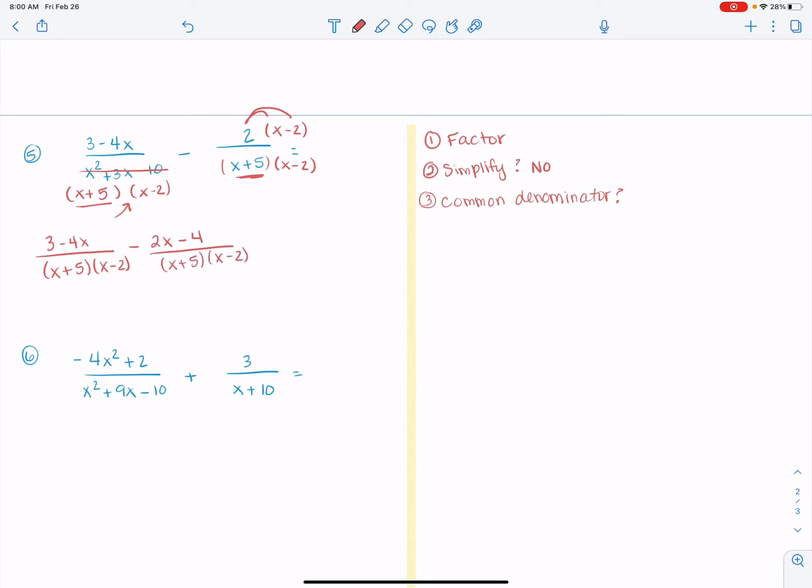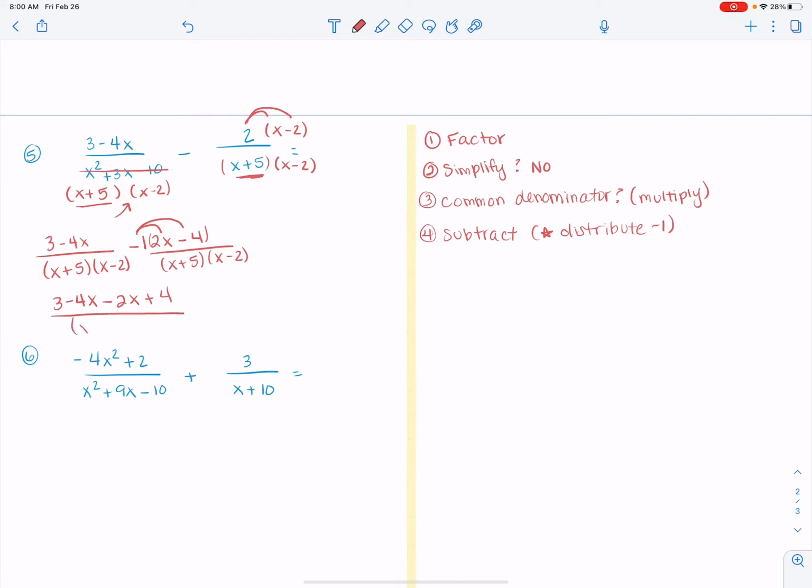So now I have common denominators. If you don't have them, multiply to make it happen. Now that I have common denominators, I can subtract. And remember, when you subtract, don't forget to distribute the negative 1. So I have 3 minus 4x minus 2x plus 4, all over (x plus 5)(x minus 2).